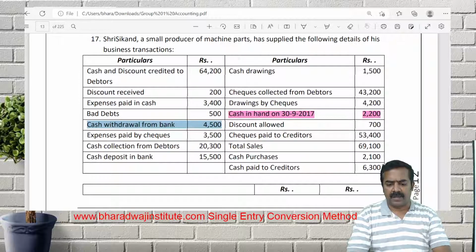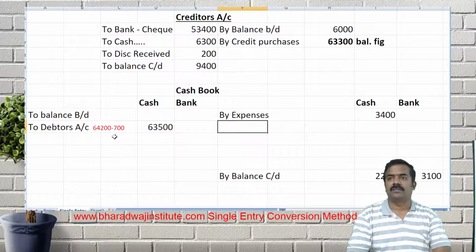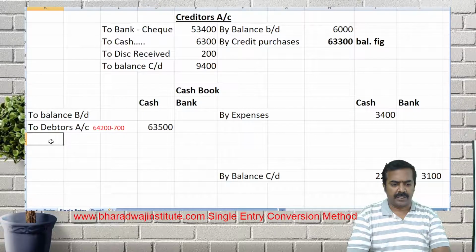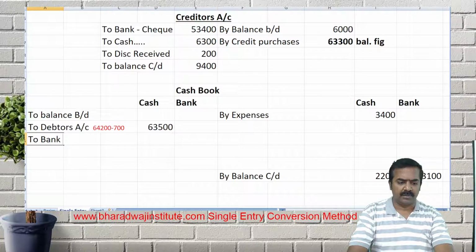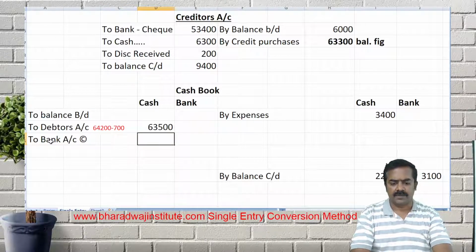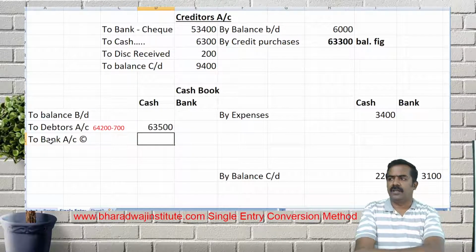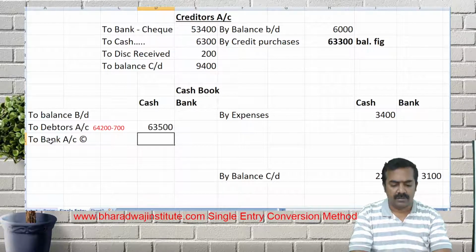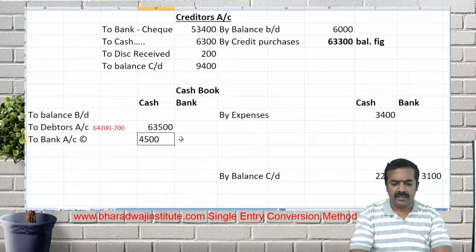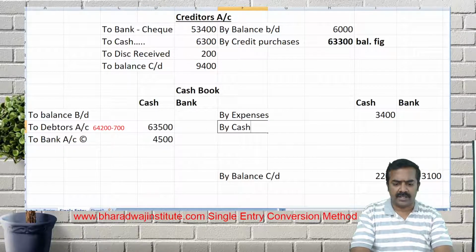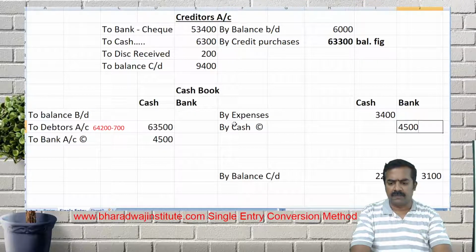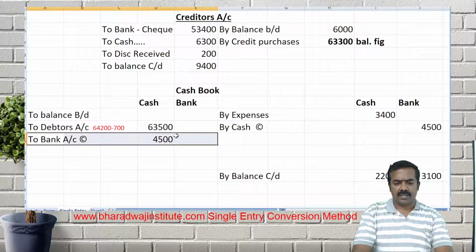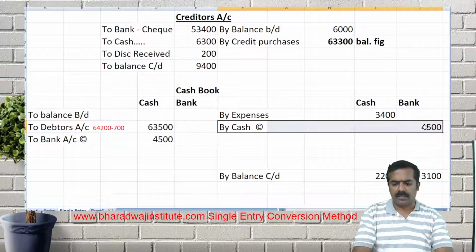Cash withdrawn from bank. What is the journal entry for cash withdrawn? Cash account debit to bank account. This is a contra entry. Debit cash, it comes in. How much withdrawn from bank? 4,500. It will come as by cash. Contra entry in which column? Bank column. Credit the giver 4,500. Cash account debit to bank account. So that will be recorded here.